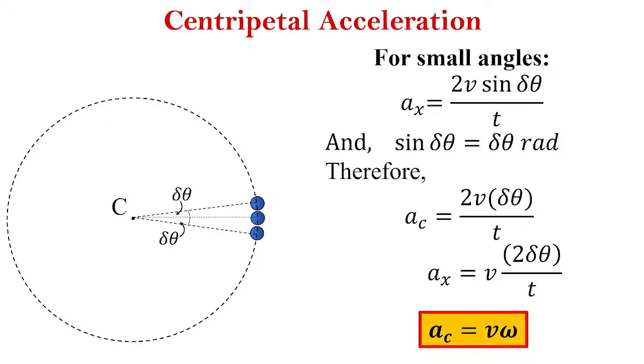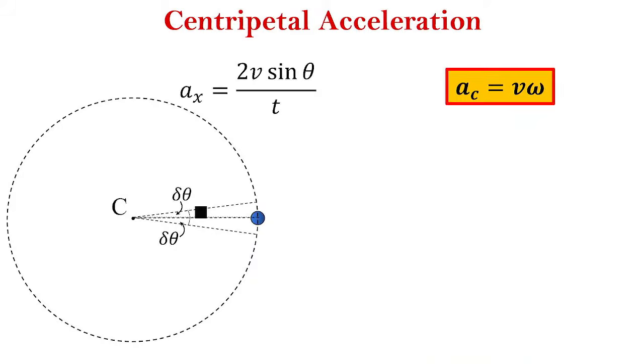So angular displacement over time is what? Omega. Angular displacement over time is omega. So now we have a proper equation for centripetal acceleration. I will explain what centripetal acceleration means in a while. So V omega. But on the other hand, we know that V equals R omega.